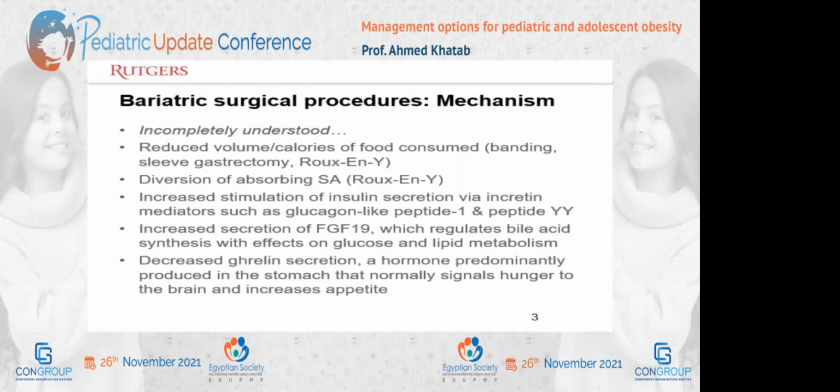There's increased secretion of fibroblast growth factor 19, which regulates bile acid synthesis with effects on glucose and lipid metabolism. There's also decreased ghrelin secretion, a hormone predominantly produced in the stomach that normally signals hunger to the brain and increases appetite.